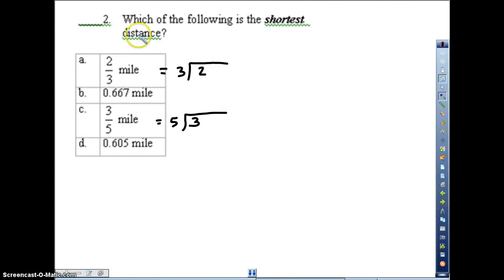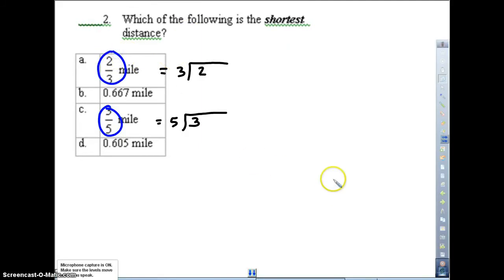Which of the following is the shortest distance? Okay, I've got 2 fractions and I've got 2 decimals, and I really think we need to change all of these to decimal form. I hope you have this one memorized, Stephanie. I hope you have this one memorized also. It'll make life a lot easier on you if you get some of those baseline fraction decimal conversions memorized.